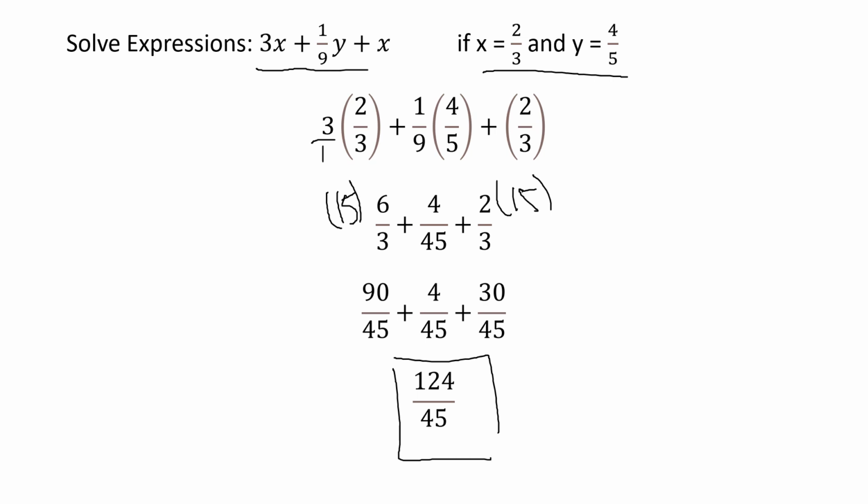So when you have one of these problems, it will either say evaluate or solve. You just plug your values in for x and y, or whatever letters you're given.